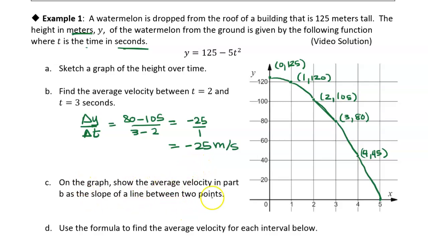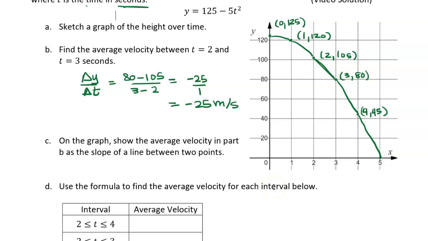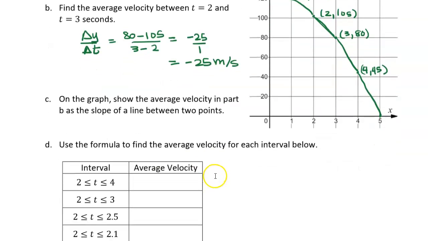On the graph, show the average velocity. Okay, we did that already. I drew the line between those 2 points. The slope of that line is the average velocity over that interval.